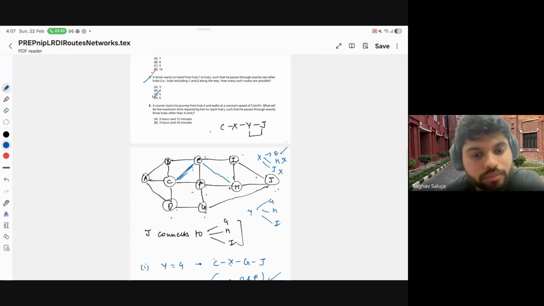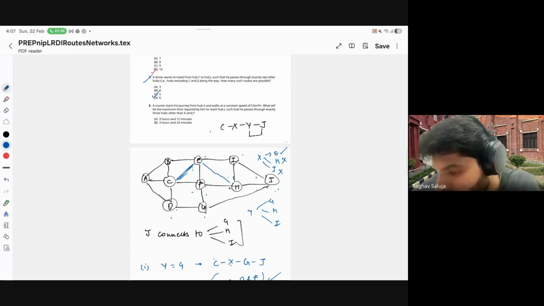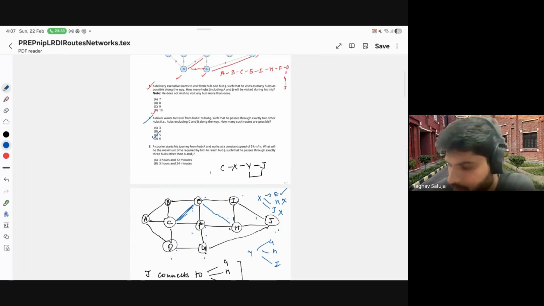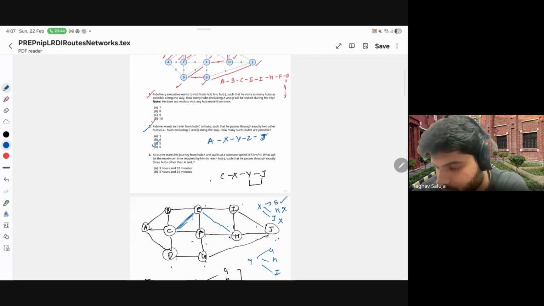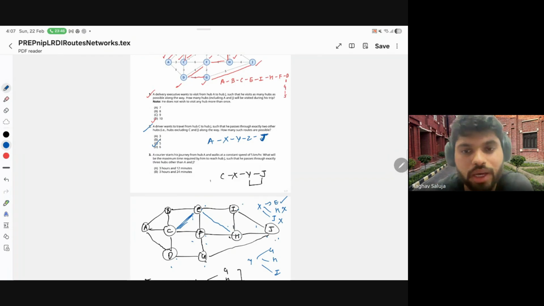Such that he has only 3 hubs between A and J. So what is the path going to be for him now? A, X, Y, Z, J. A, X, Y, Z, J. Okay, perfect.